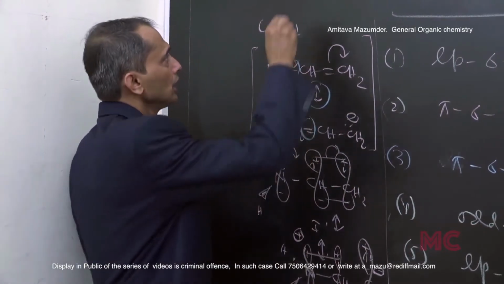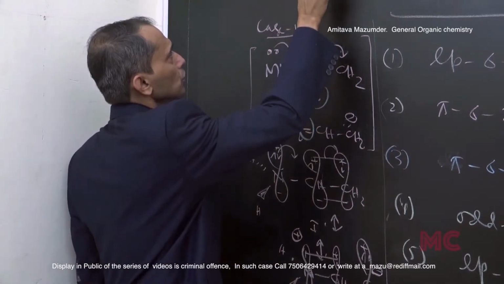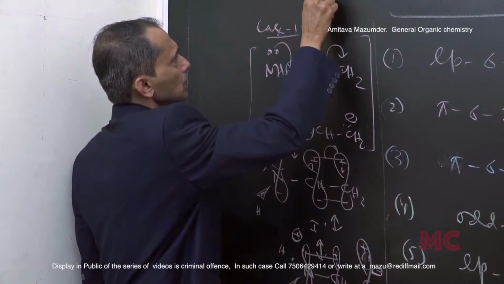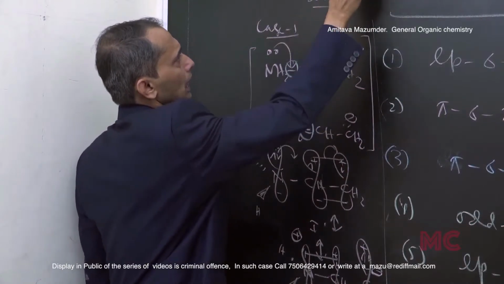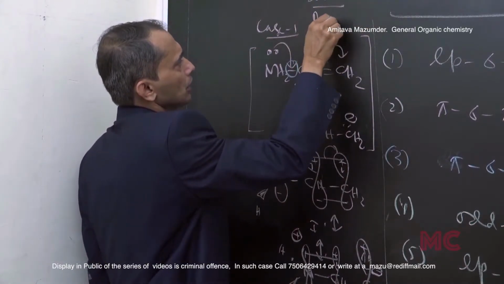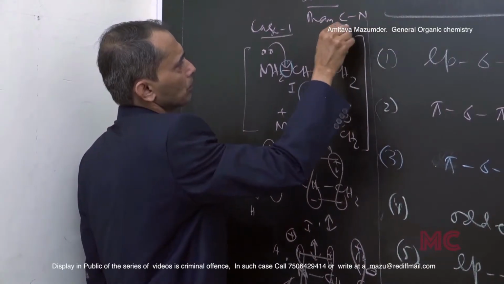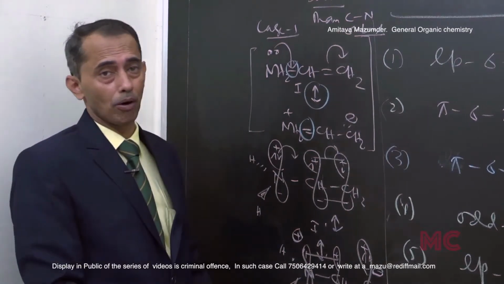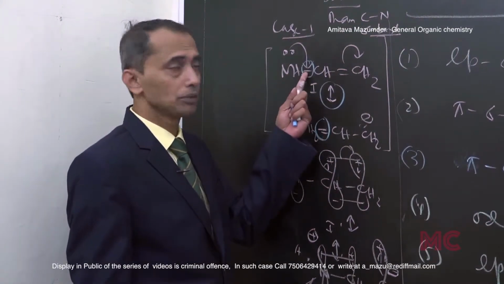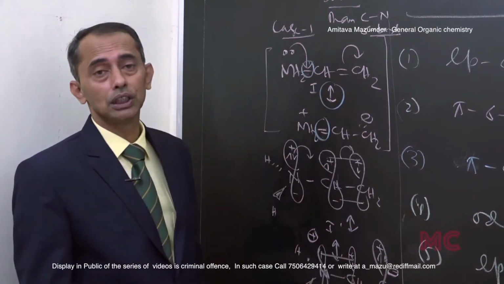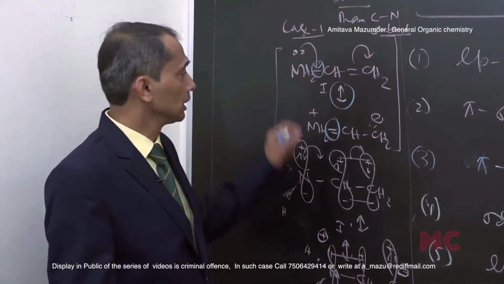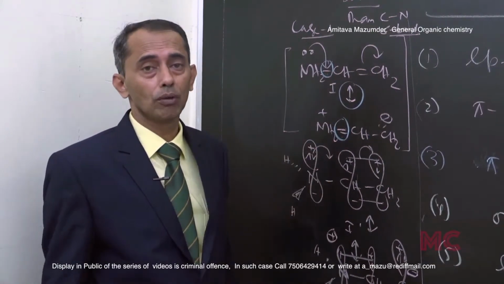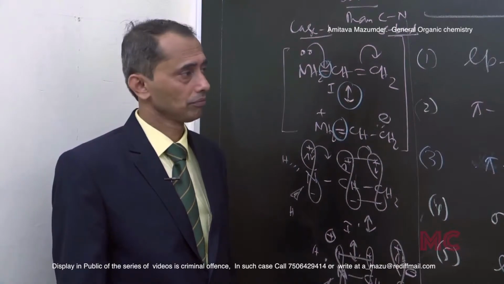That means the CN bond is shorter than the normal CN sigma bond, because it looks like a sigma bond but it's not just a sigma bond; it has got double bond character at this point. So obviously this is the situation where we find that the CN bond shortens from the normal CN sigma bond.